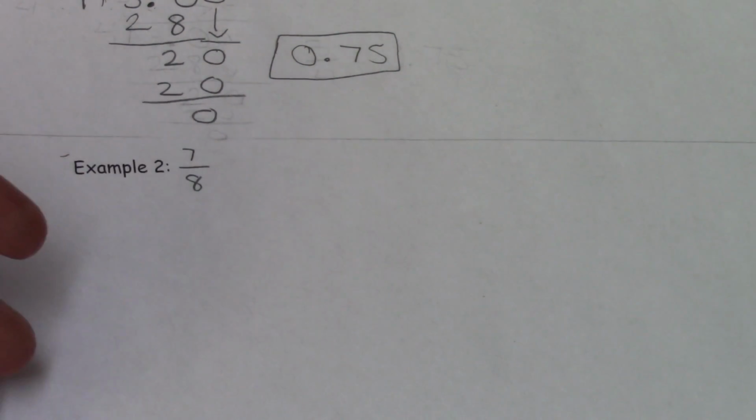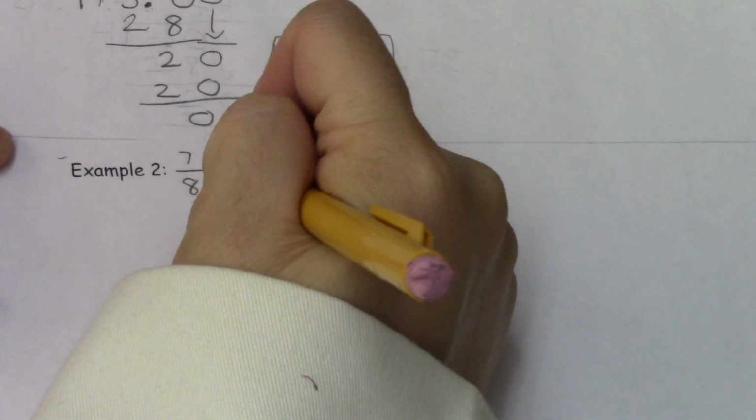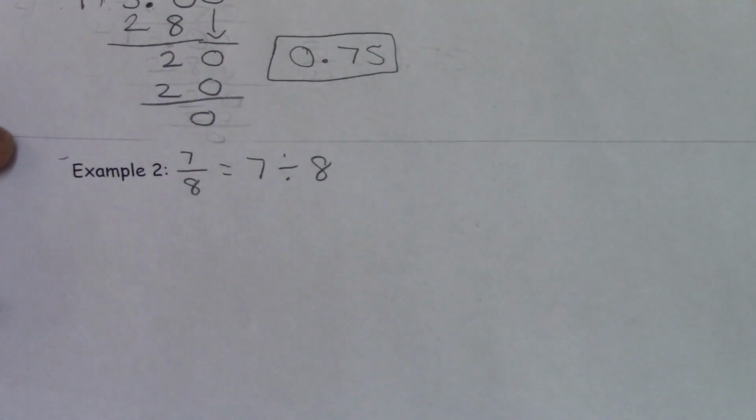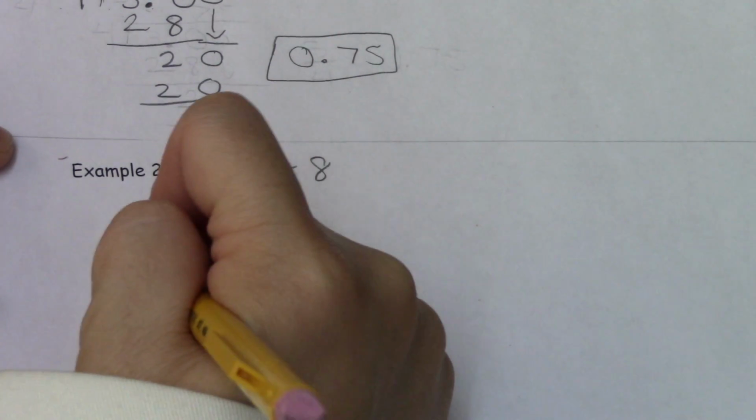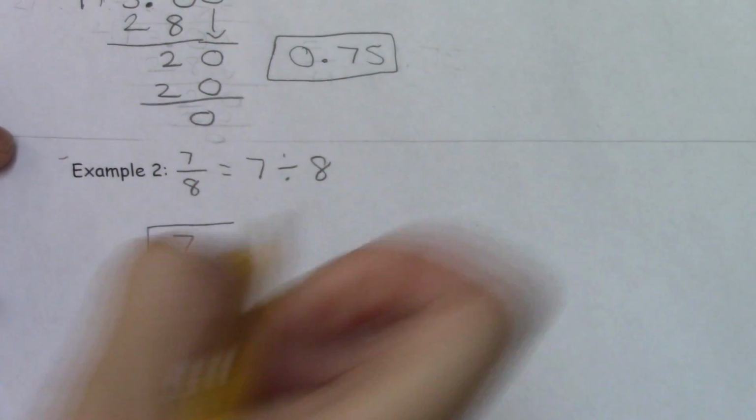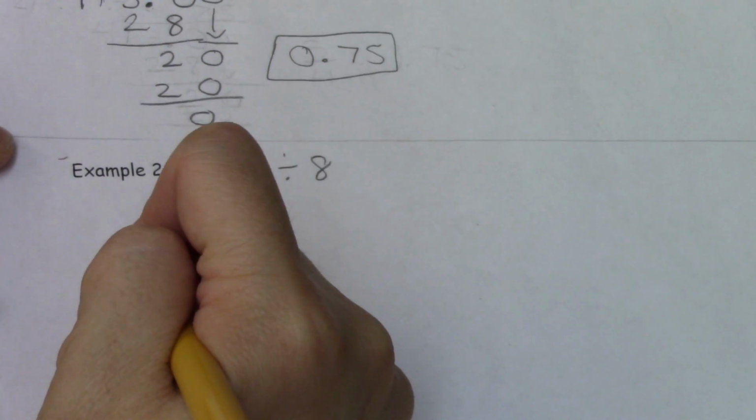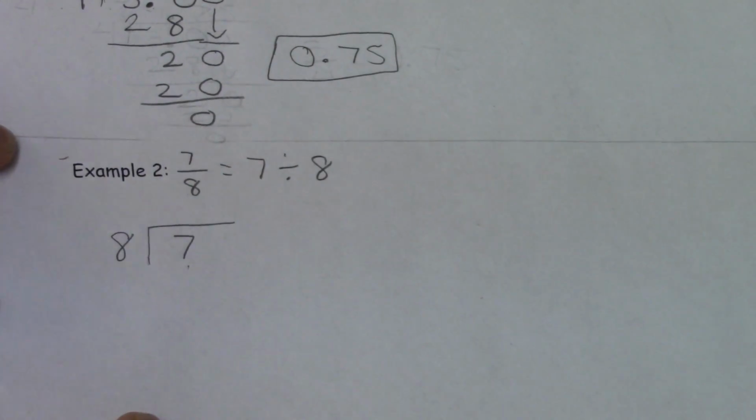So now we have 7/8. 7/8 is just the same as 7 divided by 8. To divide, the 7, the numerator, is going to go on the inside, and the 8, the denominator, is going to go on the outside.